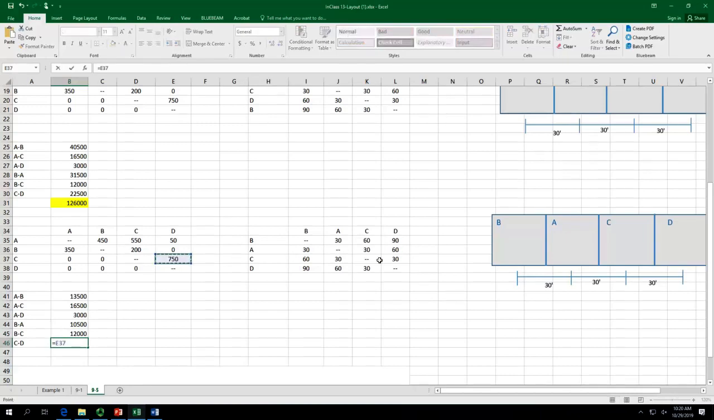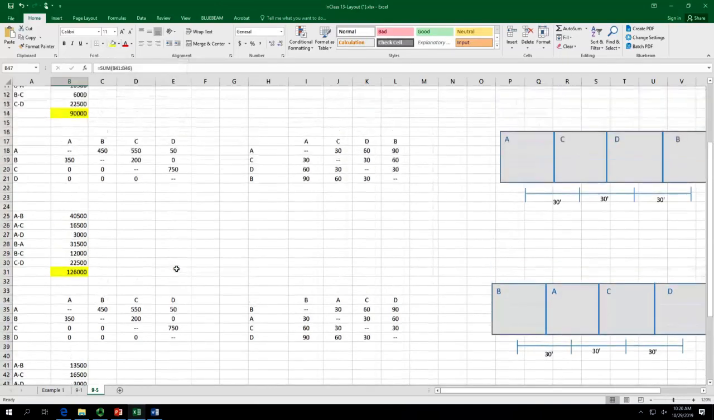And C and D. C and D is quite a big people count, 750, and then we times the distance between C and D. So C and D, this one is 30. So we can find out the sum over here. So this one is 78,000 foot.